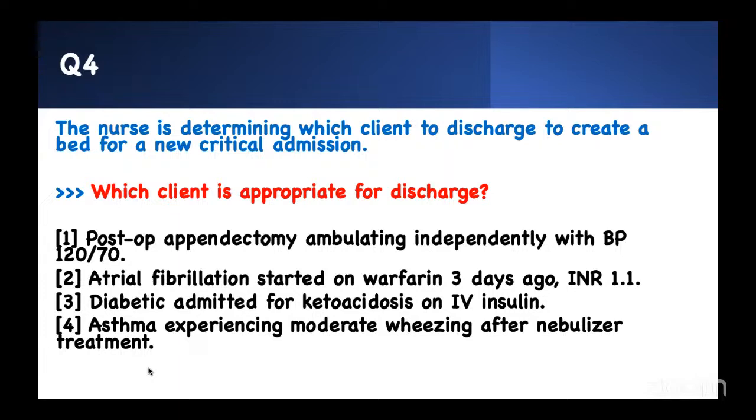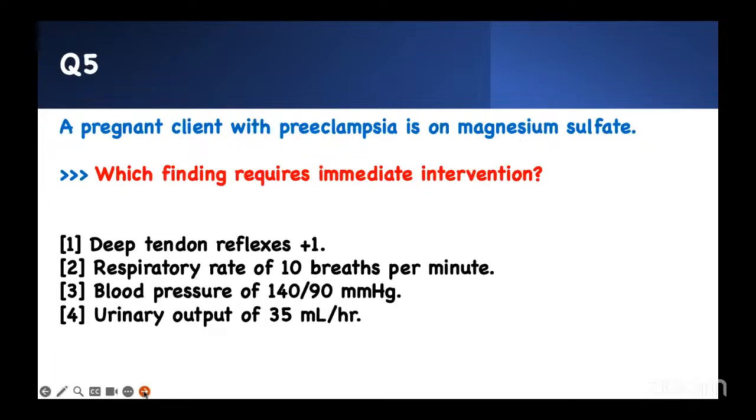The asthma patient is still wheezing. The diabetes patient is still on IV insulin. The AFib INR is still not normal, which means it's not therapeutic. Therefore, the appendectomy patient should go home. It's fine, go chill. Okay, and that's the way I would see that question. So this is the way you should figure it out.